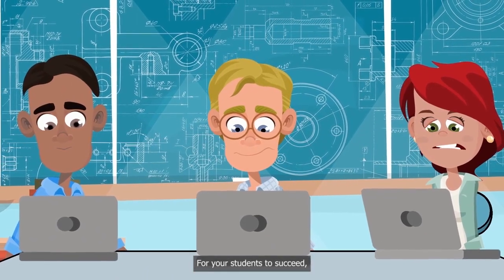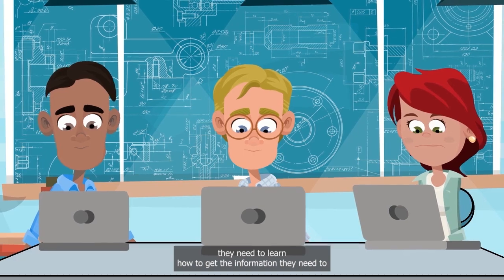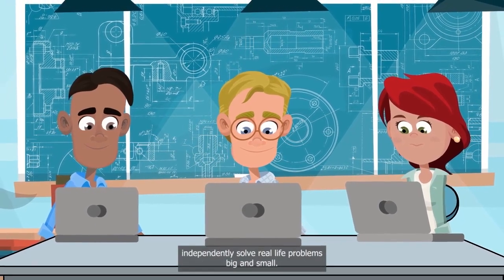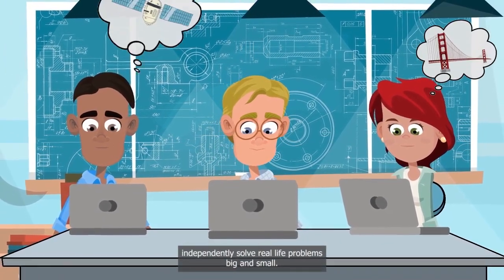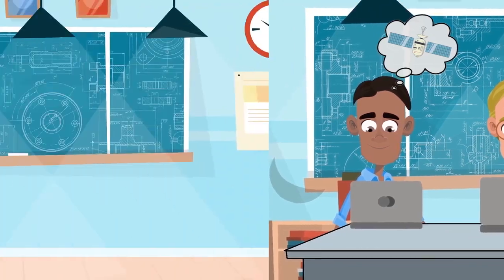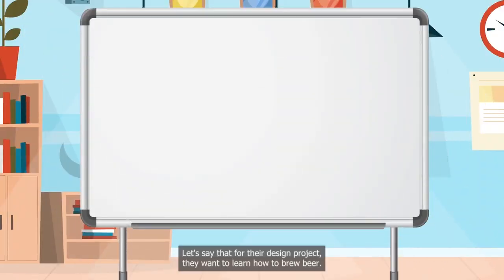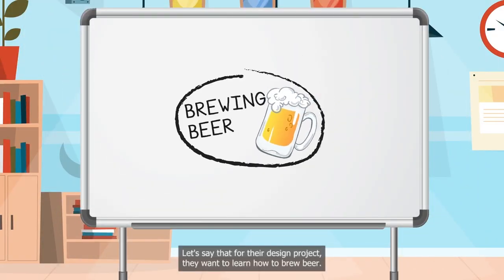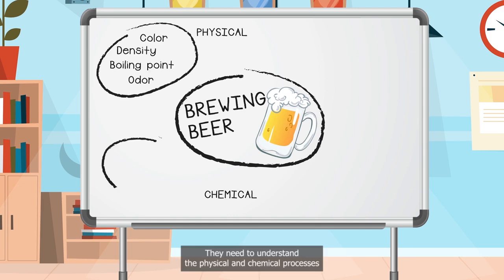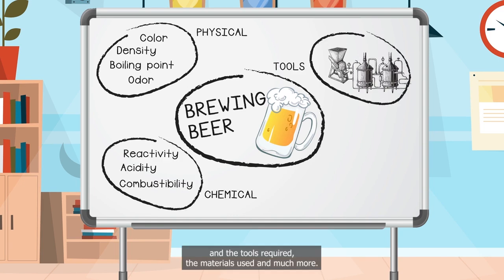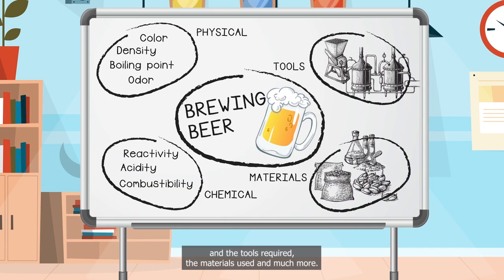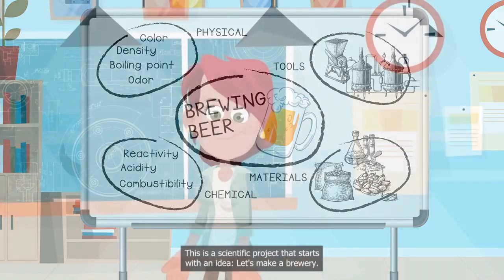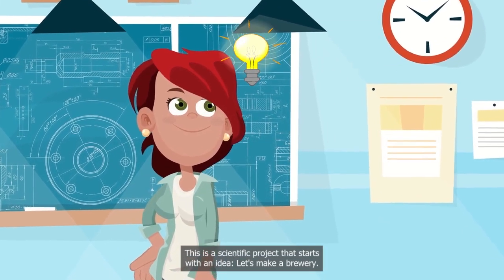For your students to succeed, they need to learn how to get the information they need to independently solve real-life problems, big and small. Let's say that for their design project, they want to learn how to brew beer. They need to understand the physical and chemical processes, and the tools required, the materials used, and much more. This is a scientific project that starts with an idea.